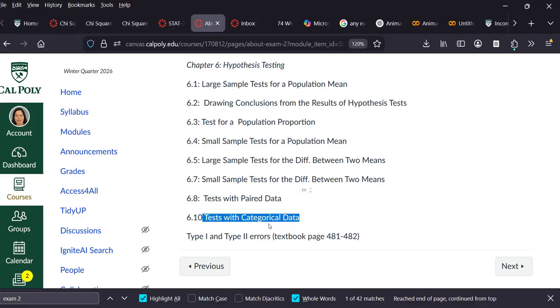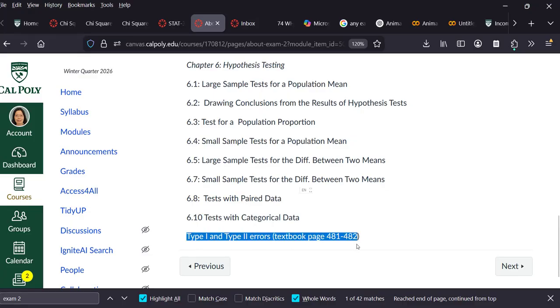And today we completed the test with categorical data, chi-square test. So there will always be one problem on chi-square test. Type 1, type 2 errors only appear on the concept, multiple choice or true or false. So in the textbook, it's a little deeper on how to calculate the power of the test, like the type 2 error probability. So we are not going to calculate that because that's too complicated. You need to know the true population mean, and then you know what's the probability you make type 2 error. But for type 1 error, the probability is alpha.